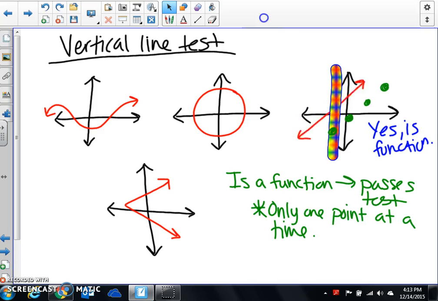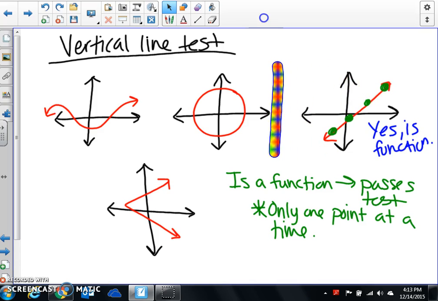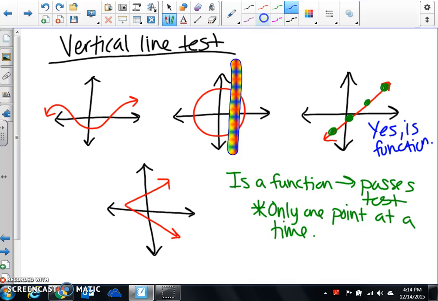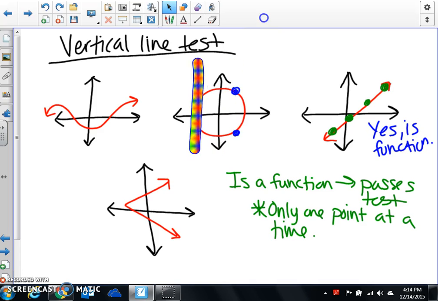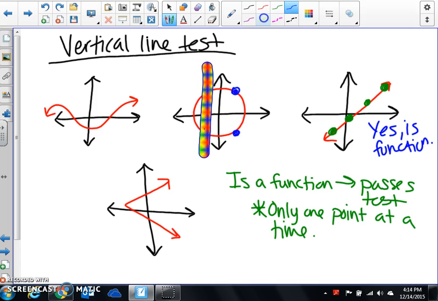Let's go over here. I want to grab my pencil. Okay, here's my pencil. I line it up vertically. This time it hits here and here at the same time. If I move it, it hits here and here at the same time. So no, not a function.